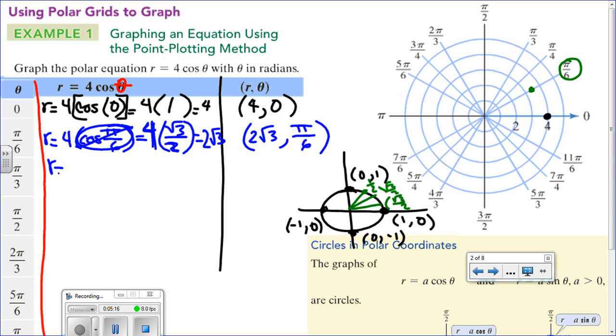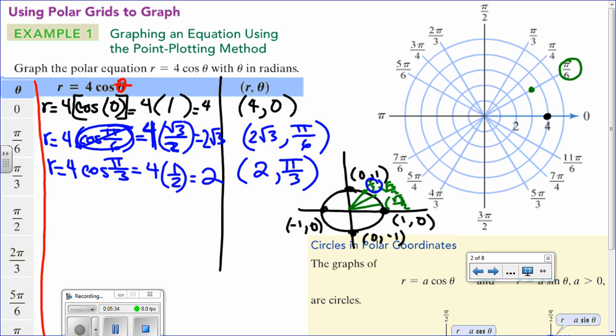The next one is going to be 4 times the cosine of pi over 3. The cosine of pi over 3 is right here, 1/2. So this will be 4 times 1/2, and that will equal 2. So the point that we need to graph is 2 comma pi over 3. Let's find pi over 3, that's here, and then we need a point on the radius 2. There. Now here, I don't really know at this point. Well, let's keep going with the table.